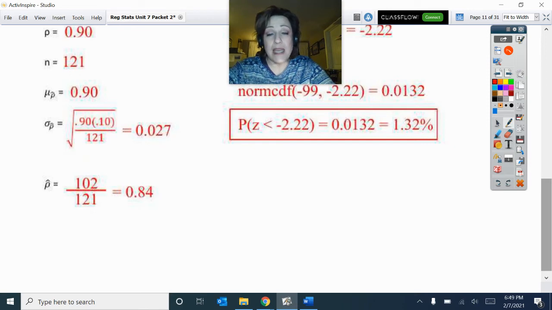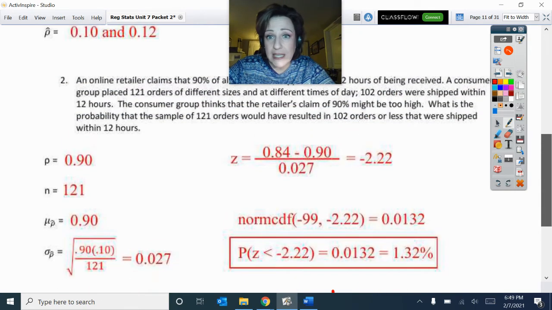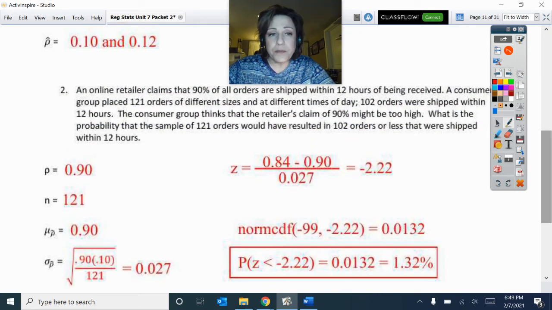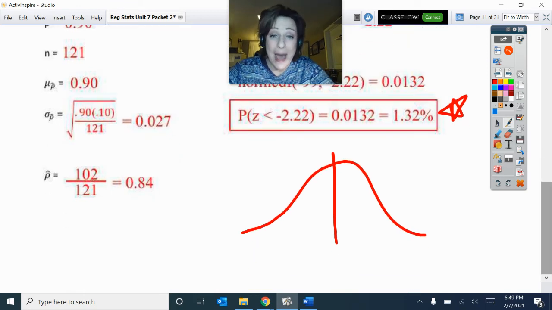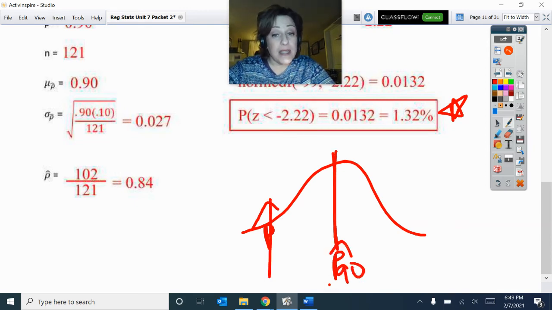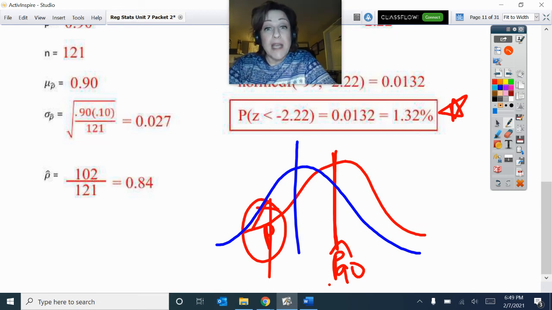So that makes me think, okay, this question just asked what's the probability that you have this much or less shipped within 12 hours. There's only a 1.32% chance that that would have happened if the data is truly centered at 90%. So that starts making me think that maybe the real data isn't quite centered at 90%, and they actually have a lower amount that gets shipped within 12 hours of being ordered.